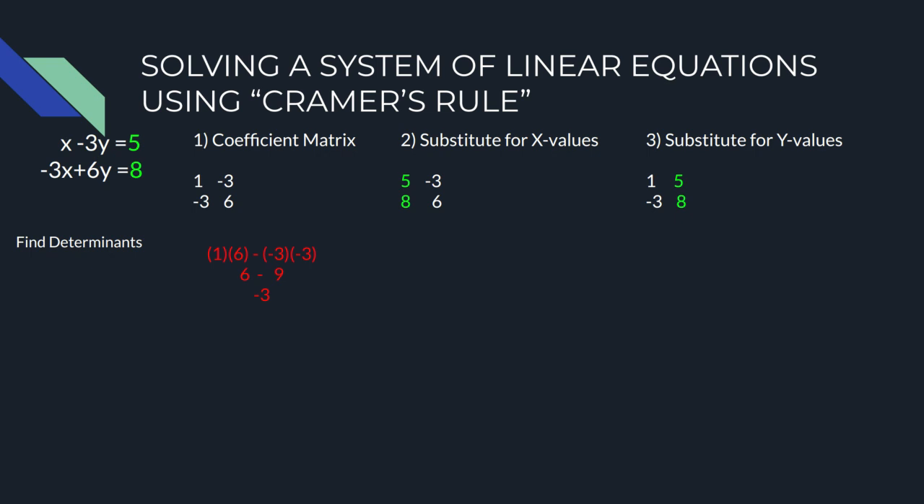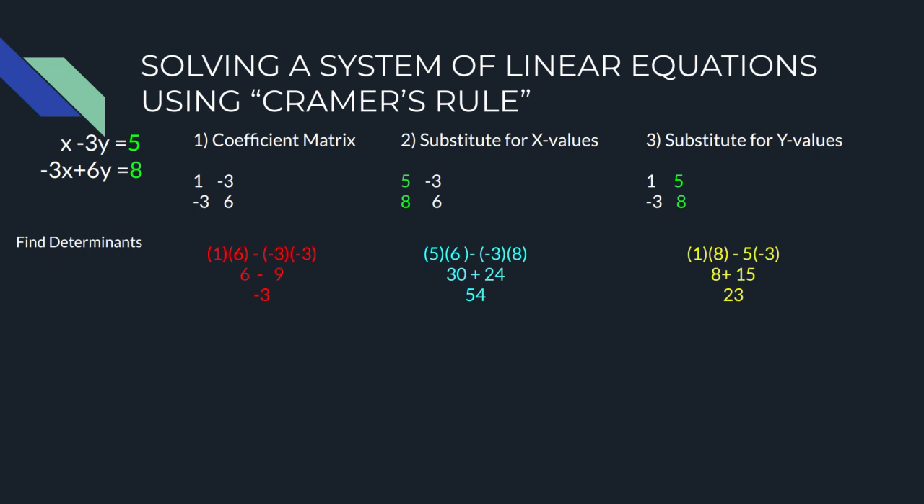Now we need the determinant of our second matrix here. We're going 5 times 6 gets us 30. 8 times -3 gets us -24, but we're subtracting -24, so it's really going to be addition. 30 plus 24 is 54. 54 is the determinant of our x value matrix here. Then the determinant of our y value substituted matrix, we've got 1 times 8 is 8. We've got 5 times -3 is -15, but again, we're subtracting a negative. So 8 plus 15 will give us 23.